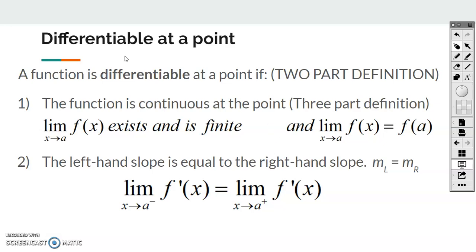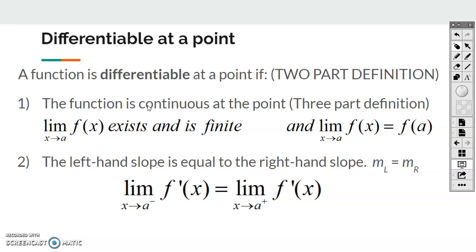The definition of differentiable at a point has 2 parts. The first thing that must be true is the function must be continuous. If the function is not continuous, then it's not differentiable, which means that the derivative does not exist.